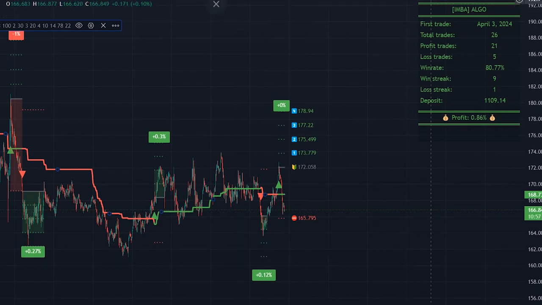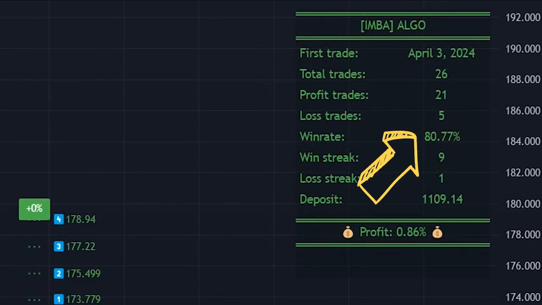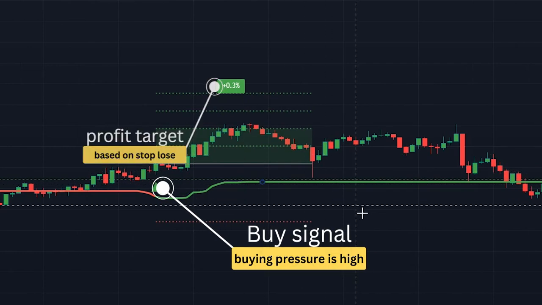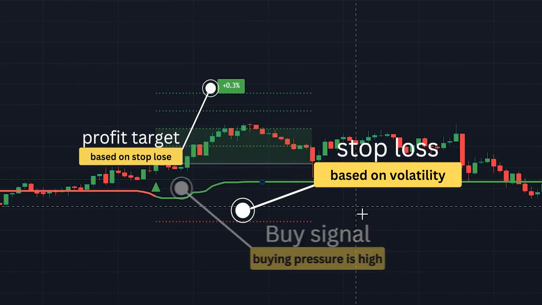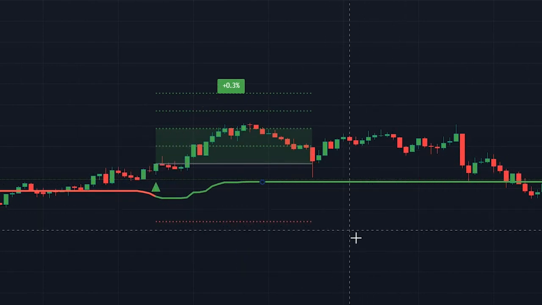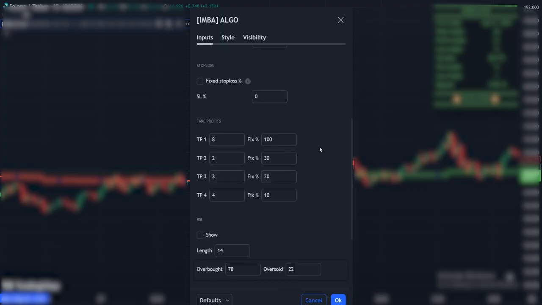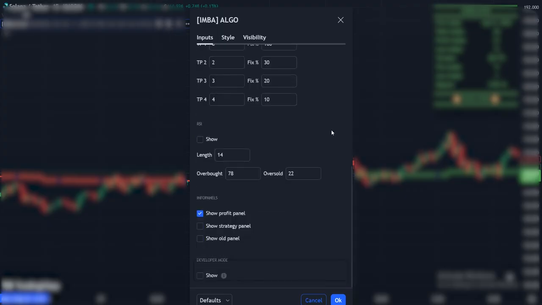I just came across an indicator on TradingView that gets over an 80% win rate. It gives easy-to-follow buy and sell signals with profit targets and stop losses. Despite its simplicity, the indicator is highly accurate and profitable. It has various modes to choose from depending on the time frame and traded security.